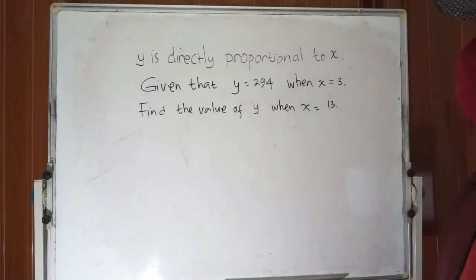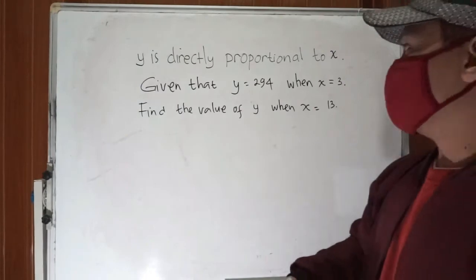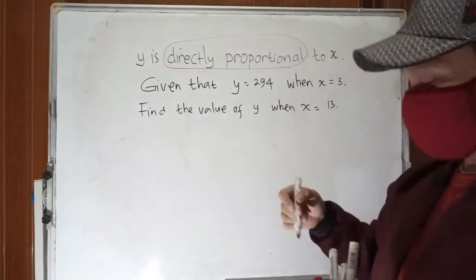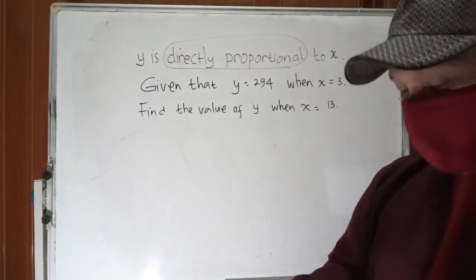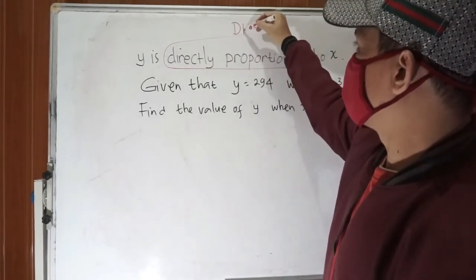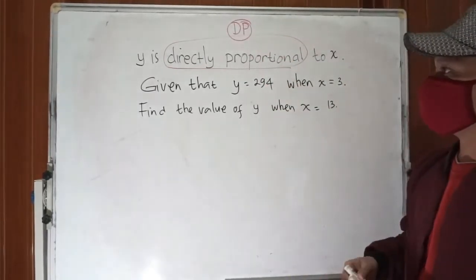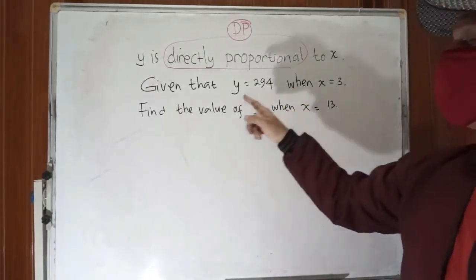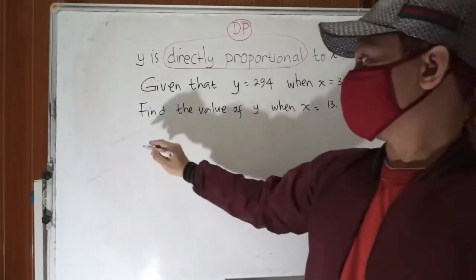Okay, today is a new topic about direct and indirect proportion. This is a mathematics topic. There is one question: y is directly proportional to x. So the conclusion is that the problem is about direct proportion. Given that y equals 294 when x equals 3, find the value of y when x equals 13. Okay, now let's get into the solution.